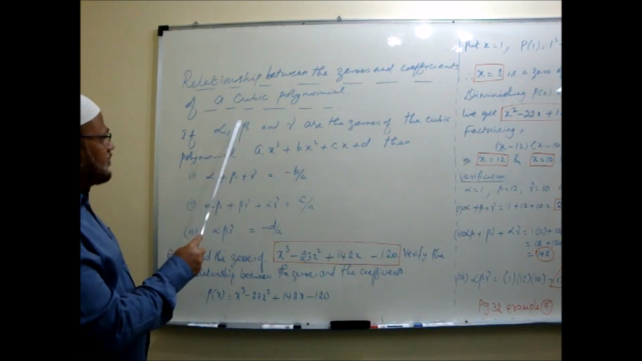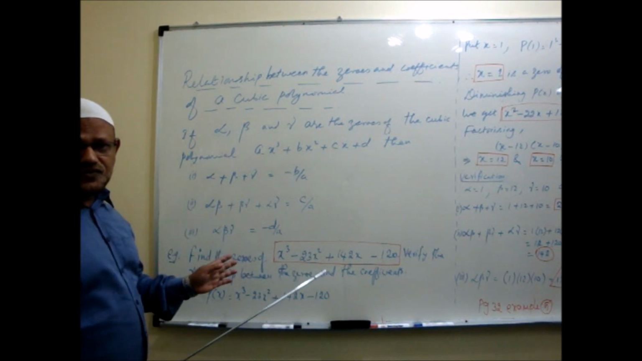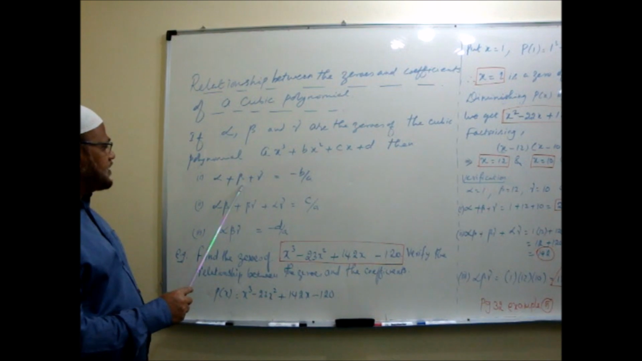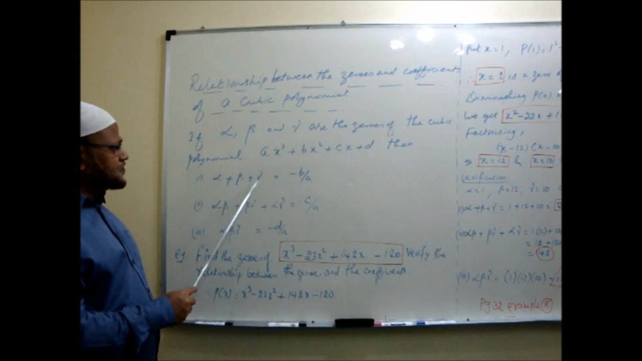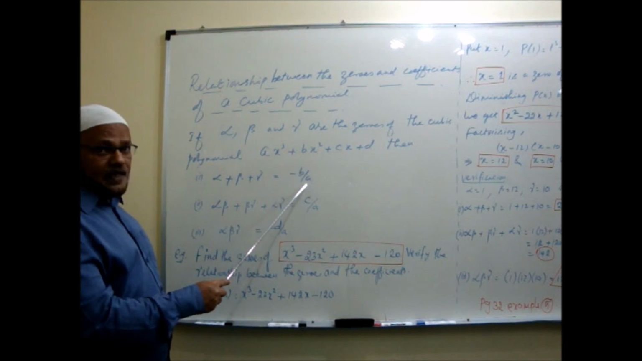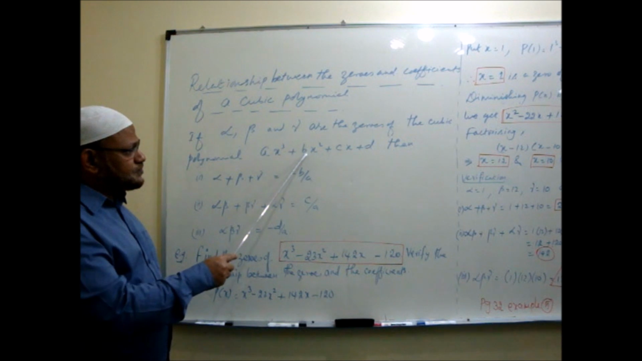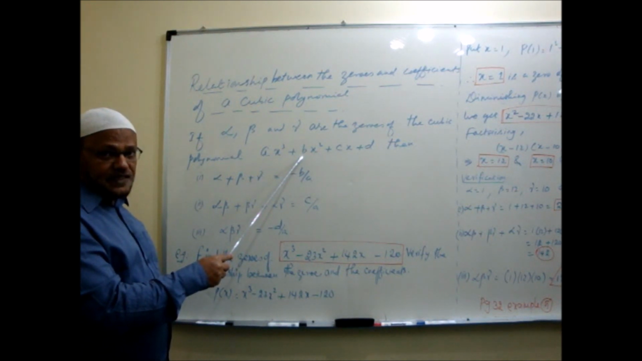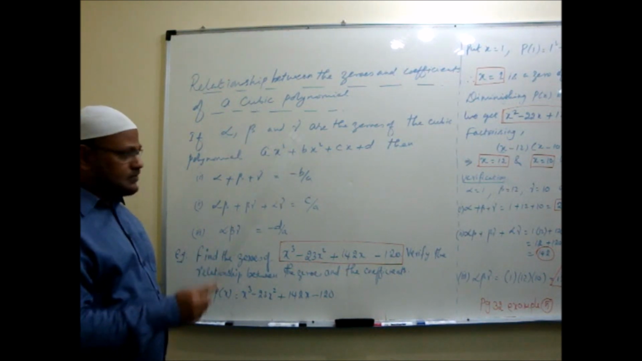3 zeros, alpha, beta, gamma. The first one is about the sum of zeros. If I add the zeros, what will come? Alpha plus beta plus gamma, the sum of the 3 zeros, will be the same as minus b by a. Here b is the x square coefficient. In quadratic it was the x coefficient. Take care, here it is the x square coefficient. So minus b by a.